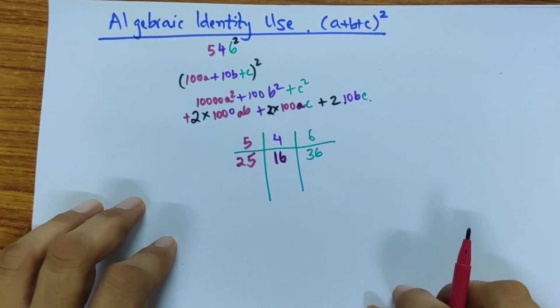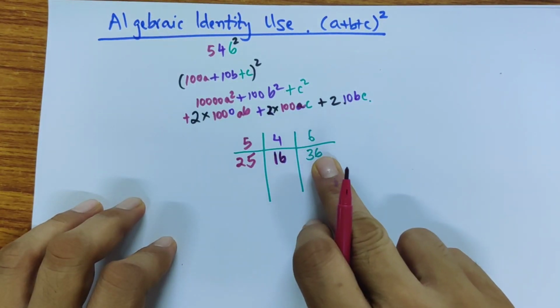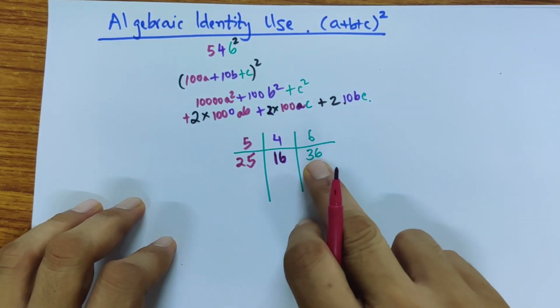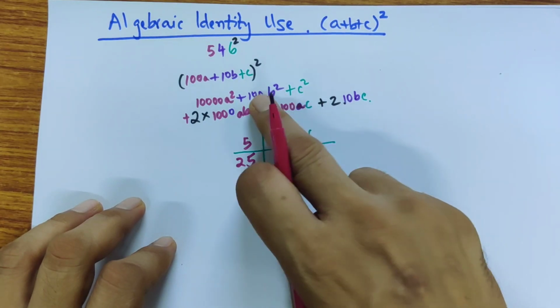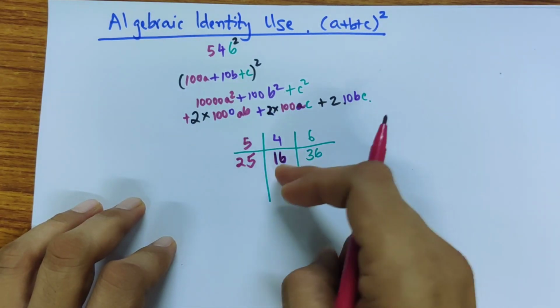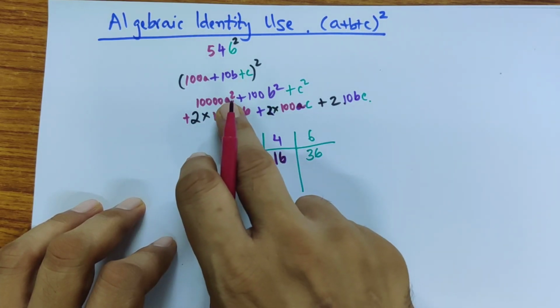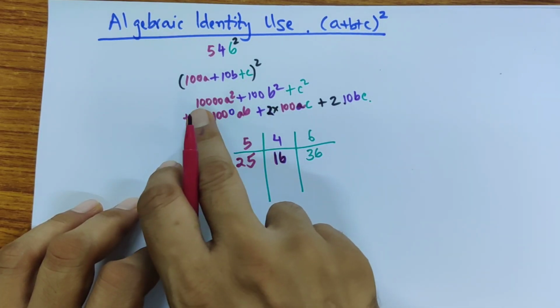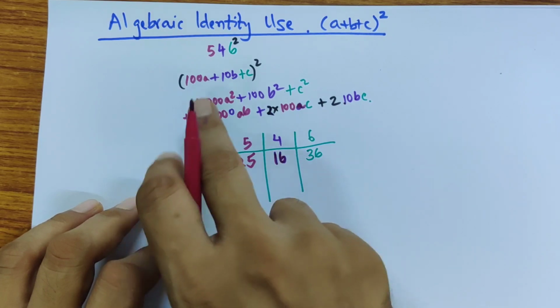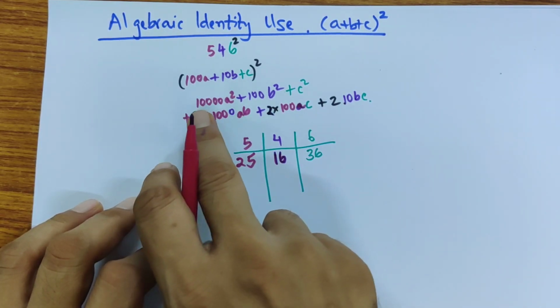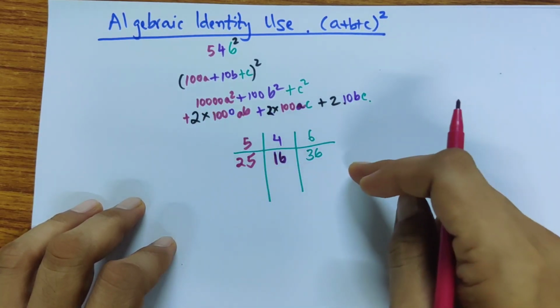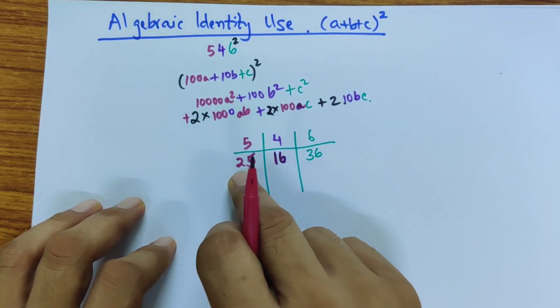Now why can I do this? I can do this because c square is simply 2 digits. B square is multiplied by 100, so it's left shifted by 2. So that's why I can write 16 hundreds. And A square, which is my 25, is basically 250,000, that's what it is. So it's left shifted by 4 digits, so that's why I can just write it directly here.